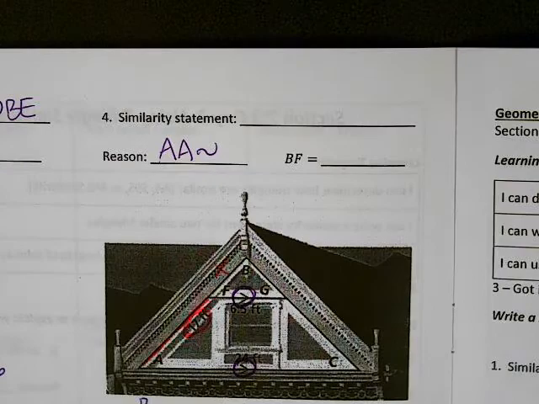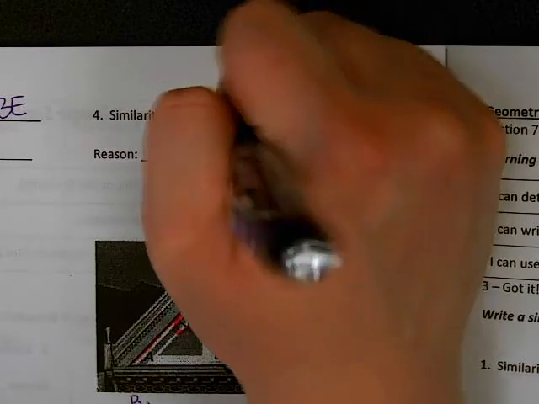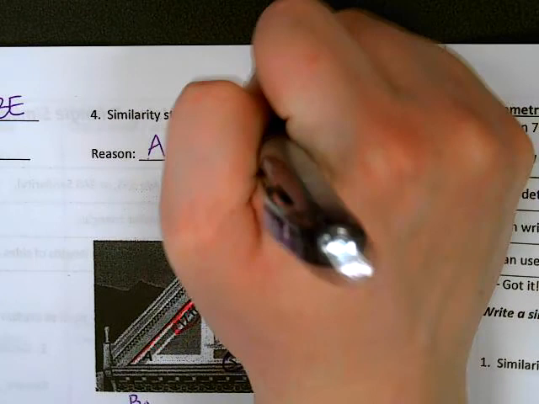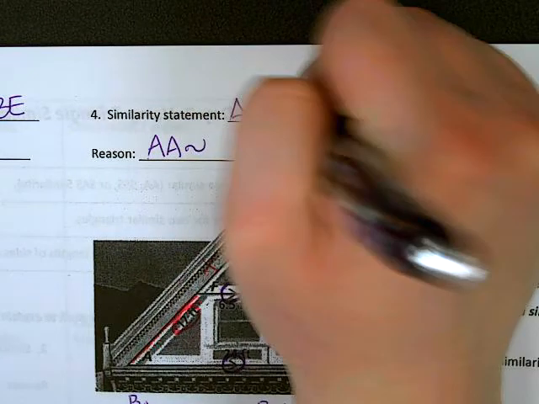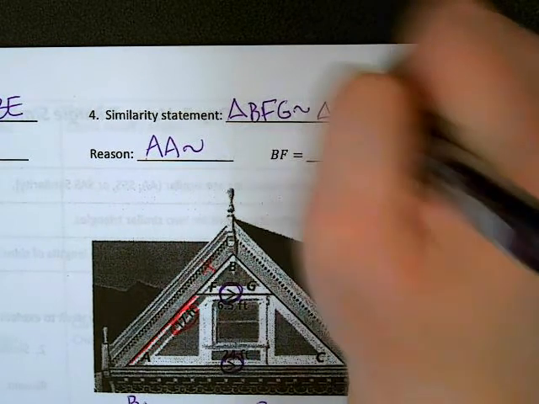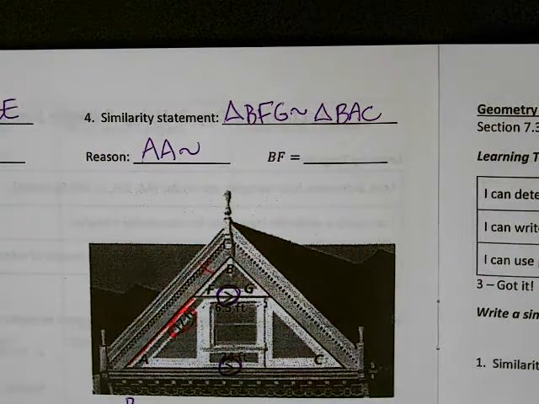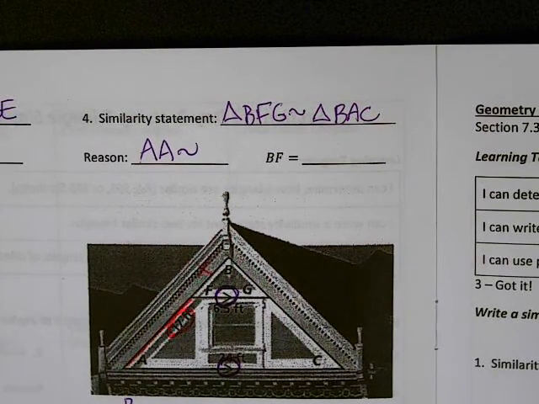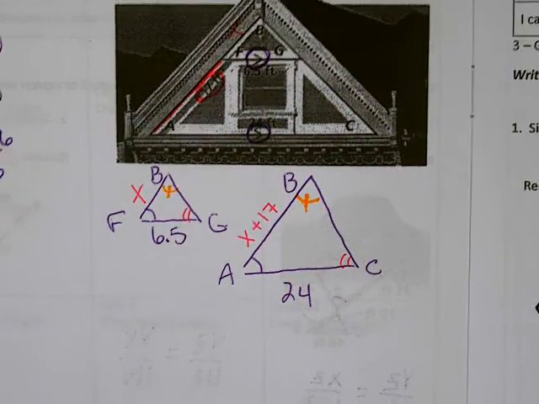And we've got to write our similarity statement. So again, I think writing the overlapping ones is probably the easiest. So triangle BFG similar to triangle BAC. Cool. Double check me. BFG, BAC. We should be good. All right, we got to write a proportion now.